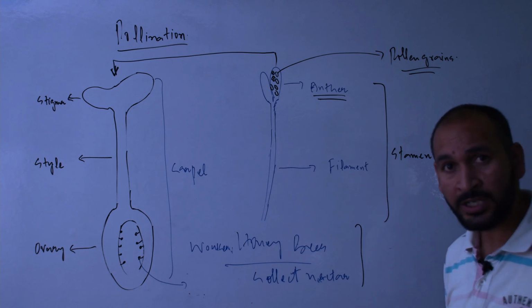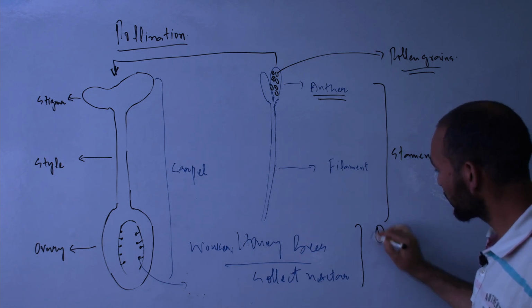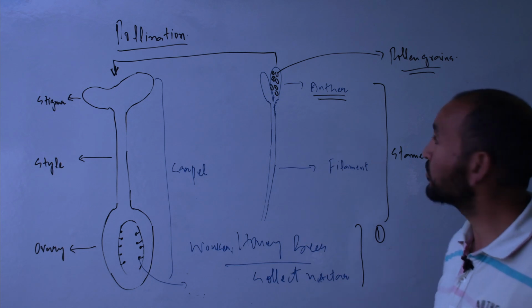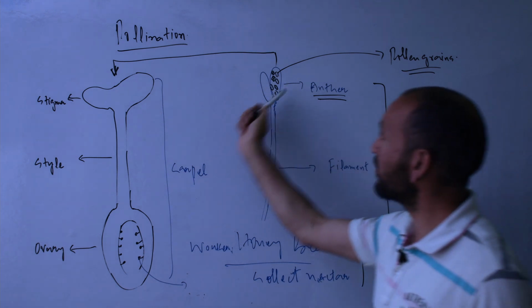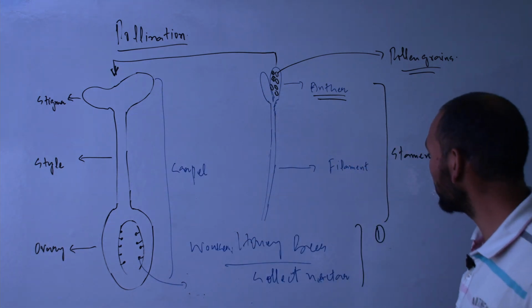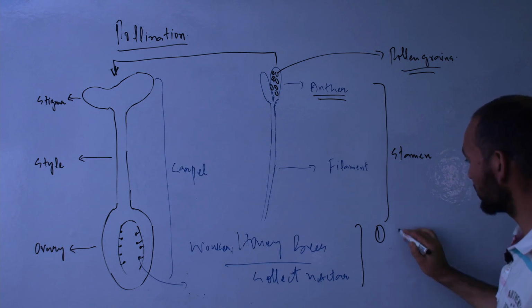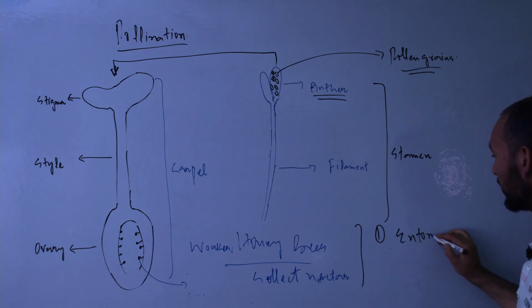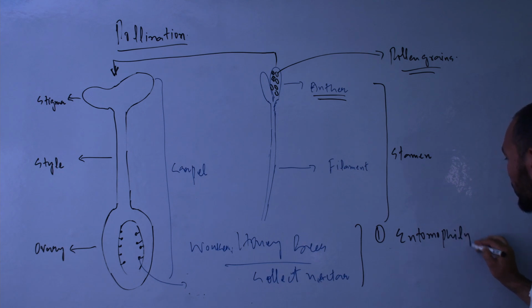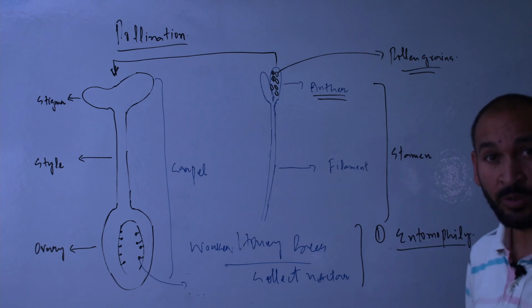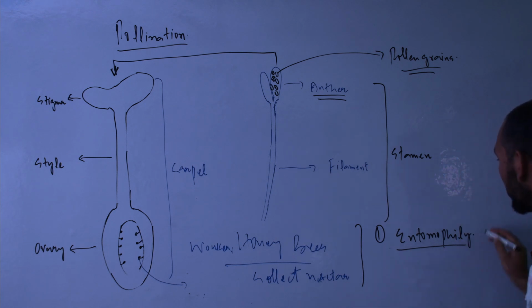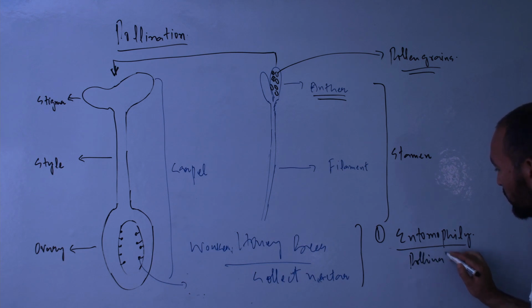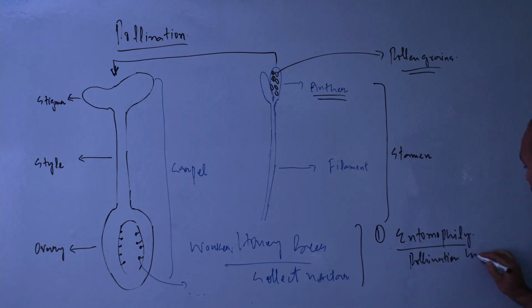And if insects are helping in transferring these pollen grains from the anther to the stigma, we call it entomophily, E-N-T-O-M-O. So this is called entomophily. This is pollination by insects. So we can write it down: pollination by insects.